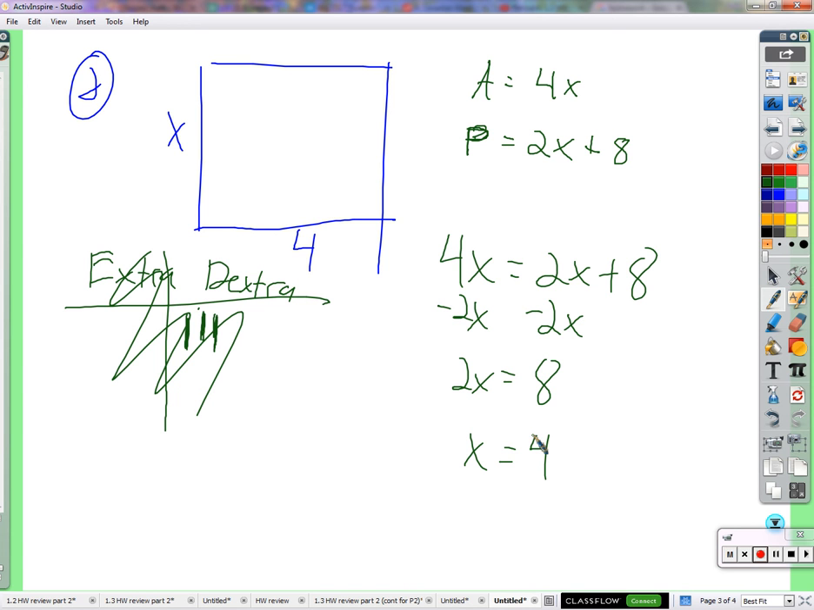I'm confused how you got 2x equals 8 and x equals 4. Okay, so we got 4x equals 2x plus 8. Subtract 2x from both sides. 2x minus 2x is 0. So that just leaves 8. 4x minus 2x is 2x. Remember that an important part of this is that 4x, the area, equals 2x plus 8, the perimeter. The area equals the perimeter.